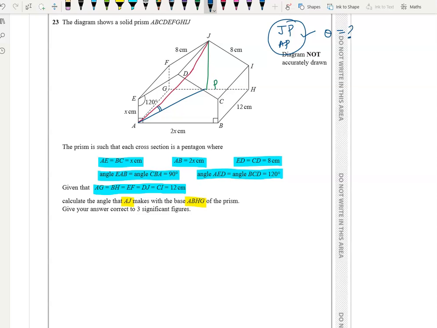Now, if you look at triangle AGP, side AG is 12 centimeters, GP I don't know, and AP is what I need to find. So if I find GP, I can get the value of AP. Now to get that, what we'll do is we'll draw the front cross section, that is ABCDE. Let's draw that cross section here.